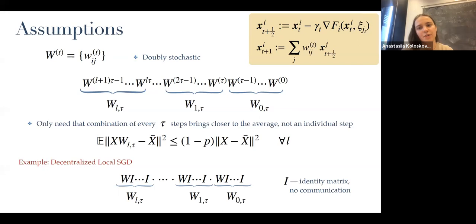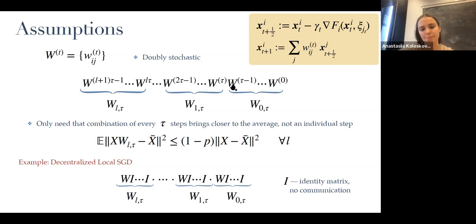Okay, so first, it has to be doubly stochastic as before. So every matrix W has to be doubly stochastic. And next, what we could assume is that every matrix W brings us closer to the average, but it would be too much. Actually, what we do here is different. We look at the combination of every tau steps of averaging.